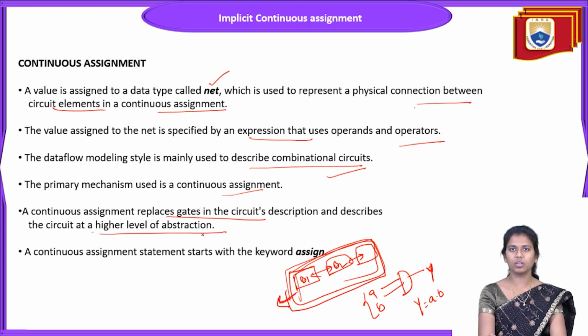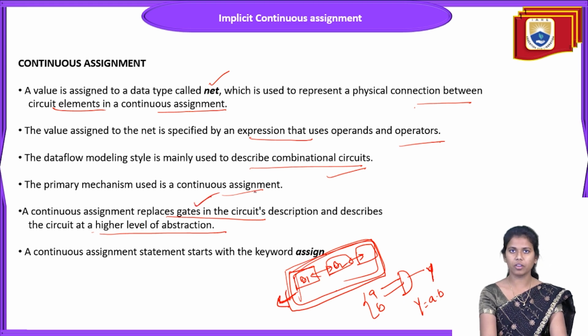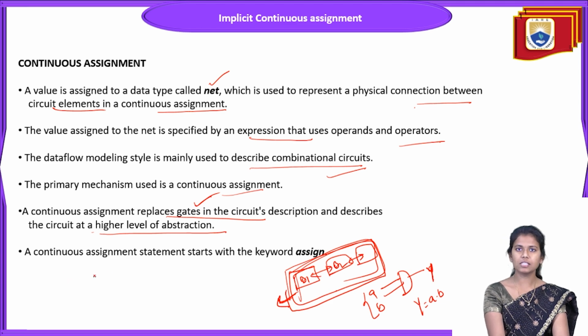Here in the continuous assignment, you see there is a replacement of the gate. Why? Because this continuous assignment mechanism is seen only in dataflow modeling, but not in gate level modeling. So wherever we find gates in the circuit, the continuous assignment statement has the capability to replace them. A continuous assignment statement starts with the keyword assign.